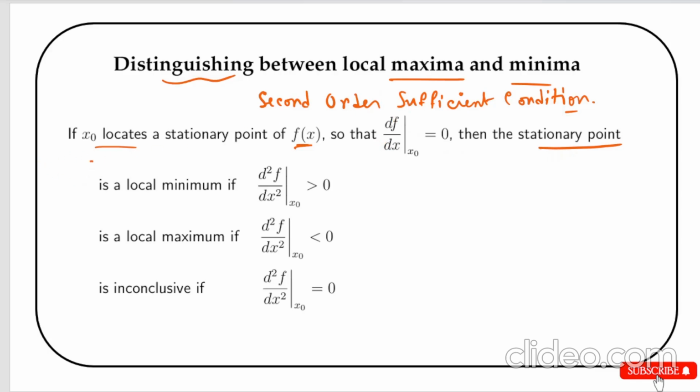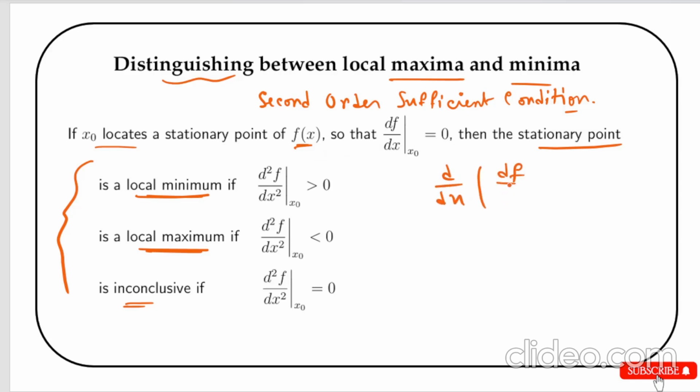Now for the second order condition, you will say that the function has a local minima at point x naught if the second derivative at x naught is greater than 0. You will say the function has a local maxima at x equals x naught if the second derivative is less than 0, and it is inconclusive, or a potential point of inflection, if the second derivative equals 0.